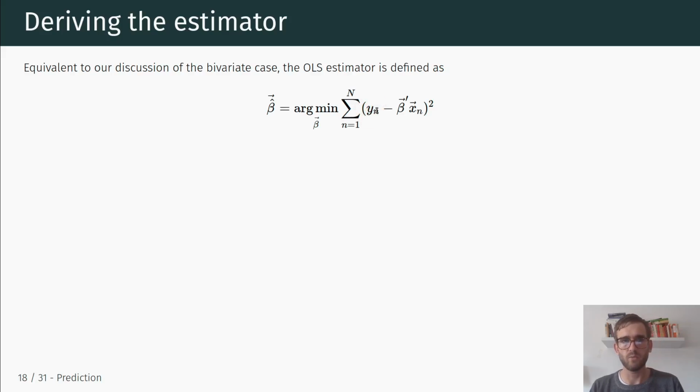which is the difference between yn, the observed yn, and beta prime xn, which is now just the vector form of this linear model, squared and then summed over all observations, right? So this is the same specification of the sum of squared residuals, now in the multivariate case using the vector form of the linear model, okay?